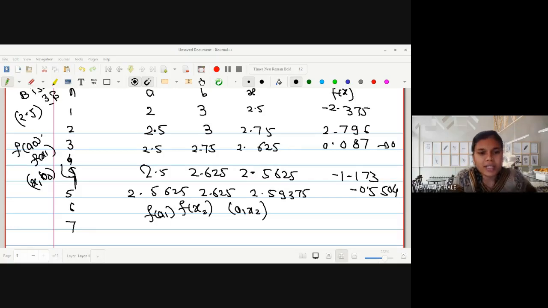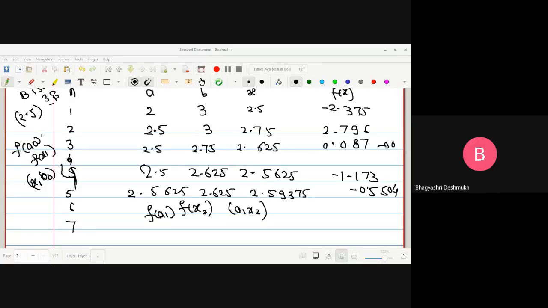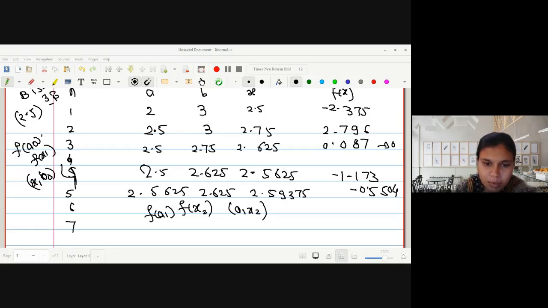At that time we are writing every step. We are not writing every step here in this table. Okay, we have to do the calculations in our mind.